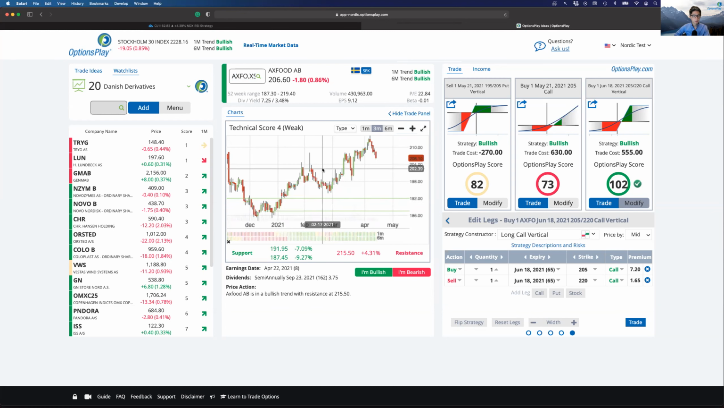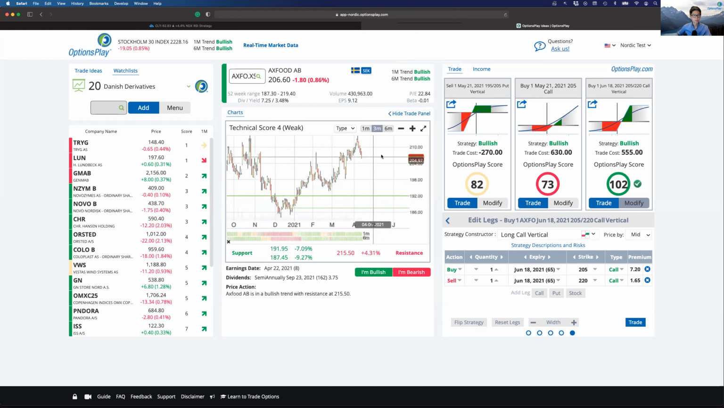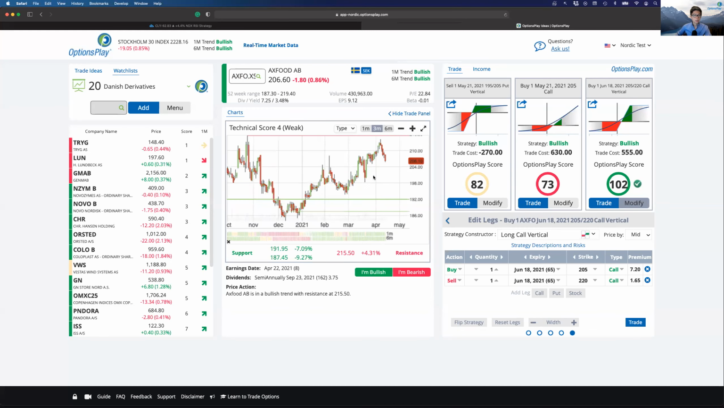The reason I like Axe Food is that it's not a stock that's overextended. As you can see, it's not trading at all-time highs. It is trading at a fairly reasonable multiple as well. And it did manage to break back above that $205 level that has been roughly resistance and support here, and it's pulled back all the way to this level.